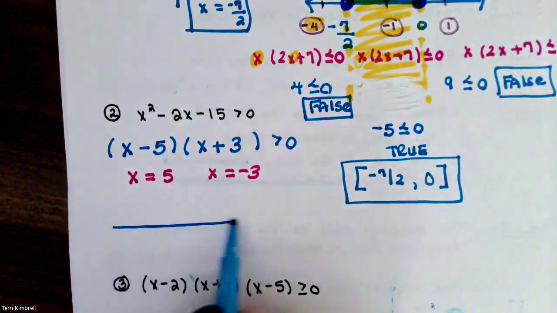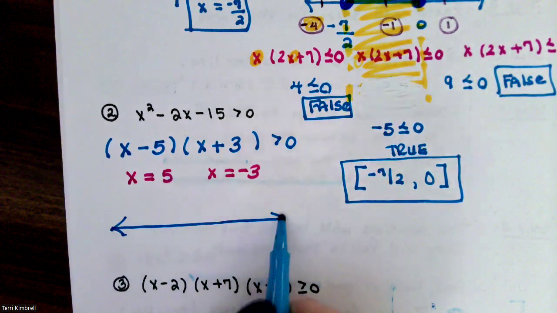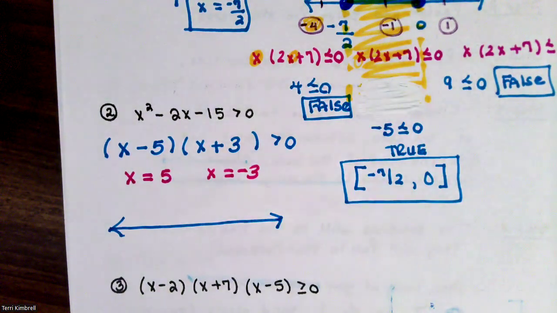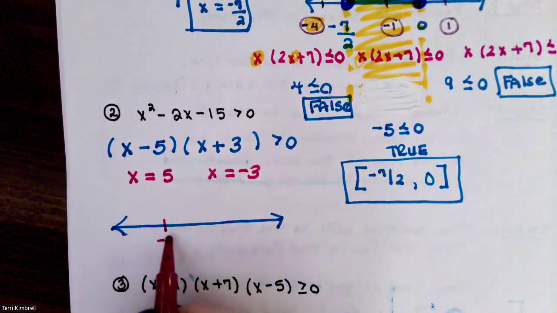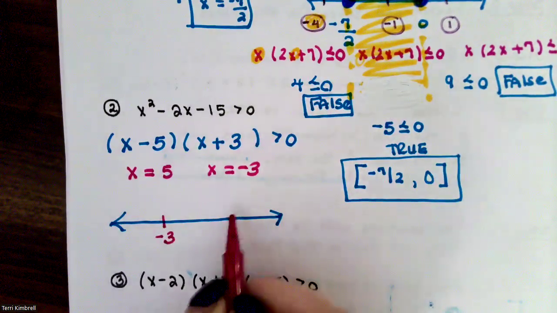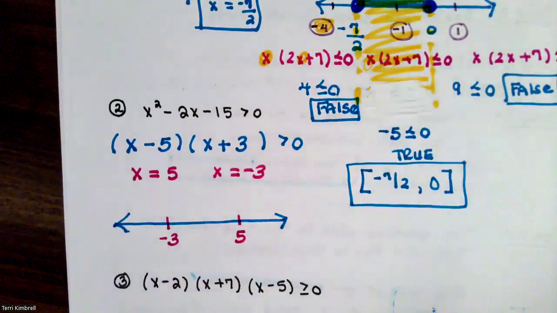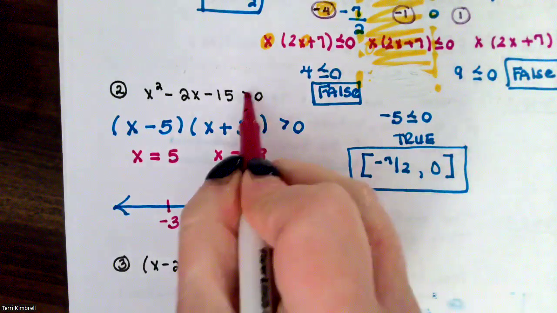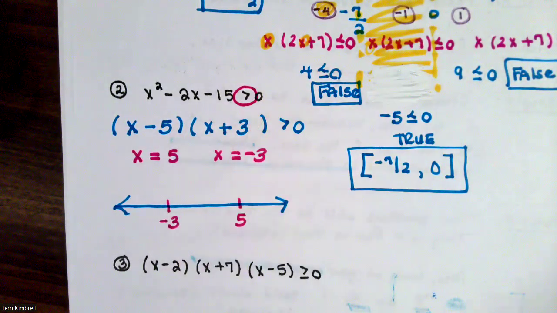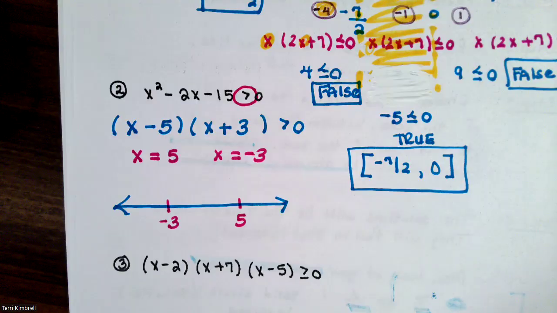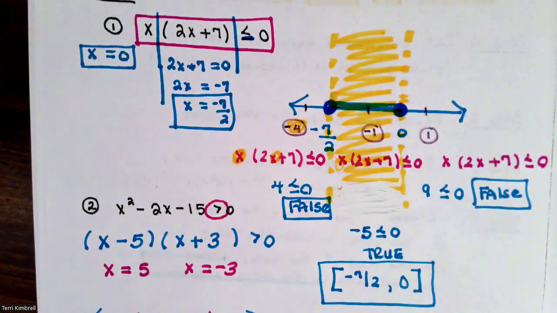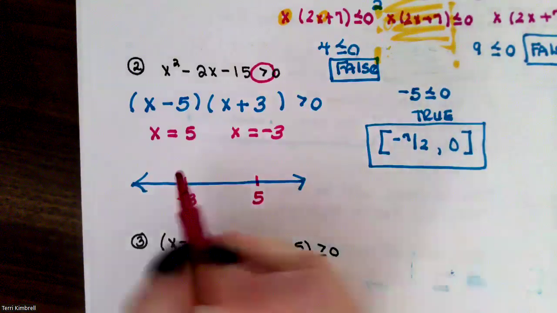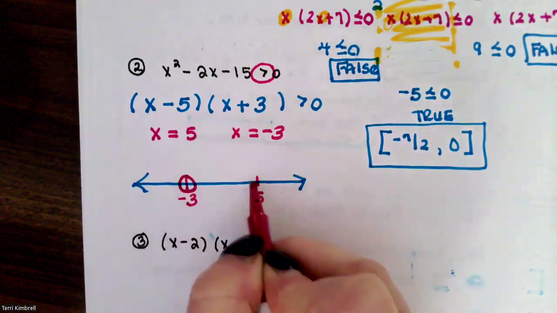So again, make sure when you draw your number line, you put the lowest one on the left because that will mess you up. The highest one will go on the right. To determine if those zeros are open or closed, you go back to the original problem. Notice that does not have the line under it like the one above. So therefore, these zeros are going to be open.